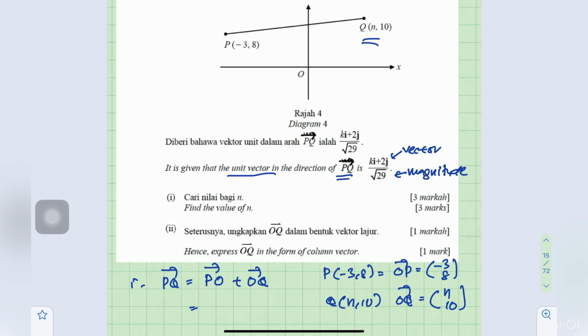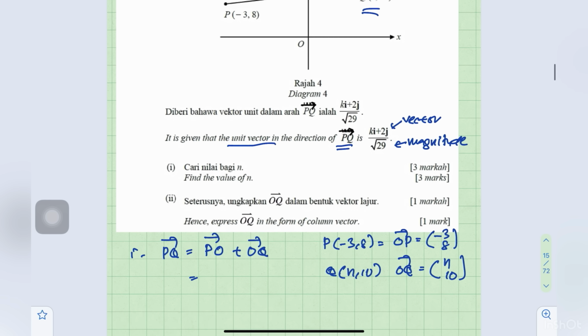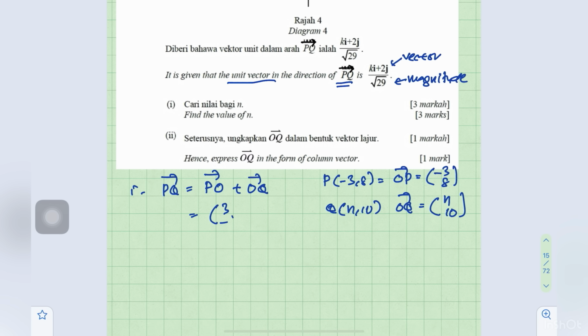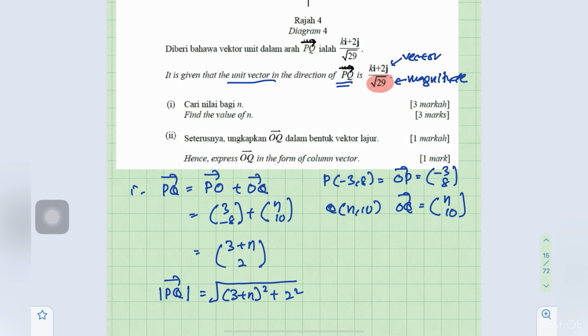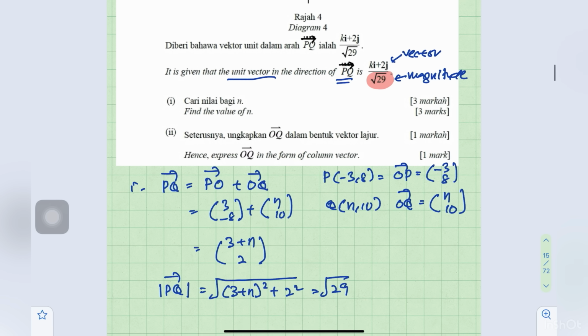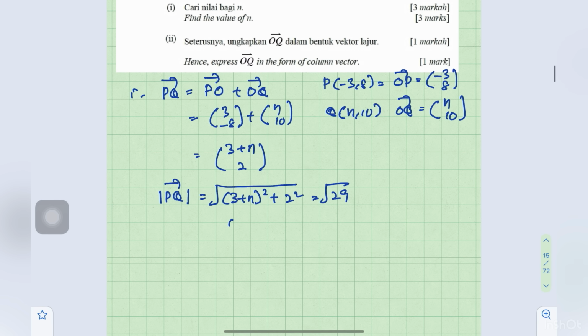We have OP, want to find PO, so opposite direction, we negate it. So (3, negative 8) plus (n, 10). Simplify: (3 plus n, 2). Then just now, the magnitude is root 29. So we can find the magnitude of this vector by using the Pythagoras theorem. So square root of (3 plus n) squared plus 2 squared equals root 29. So we can eliminate the root by squaring both sides. Then we can find n.